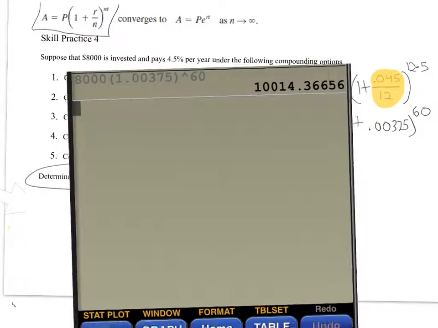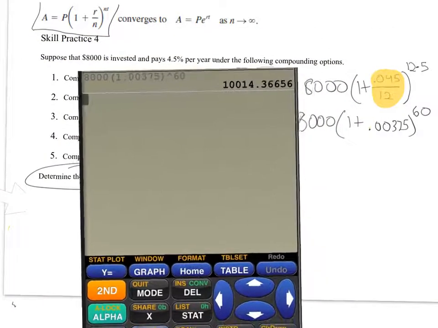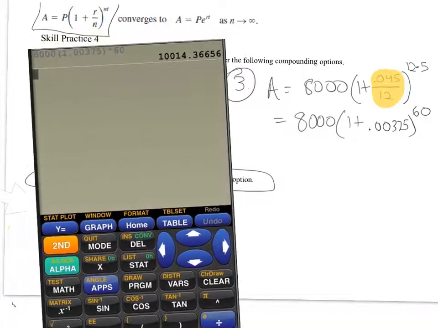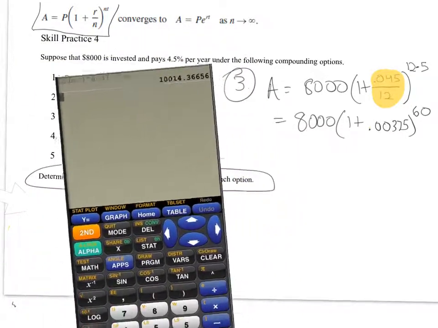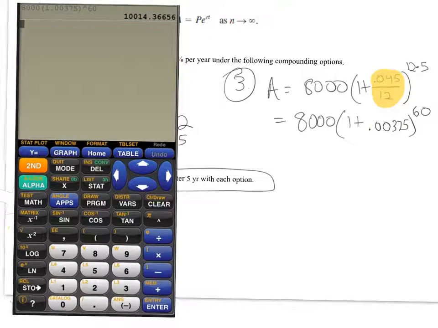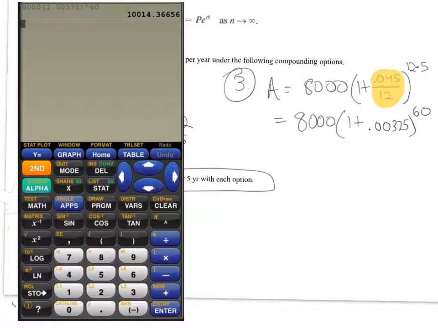And let's go ahead and round this to the nearest cent, since we're talking about money here. All right, so our final answer here, I'm going to write this down. It's $10,014 with 37 cents. All right, so that's problem number 3 for you.